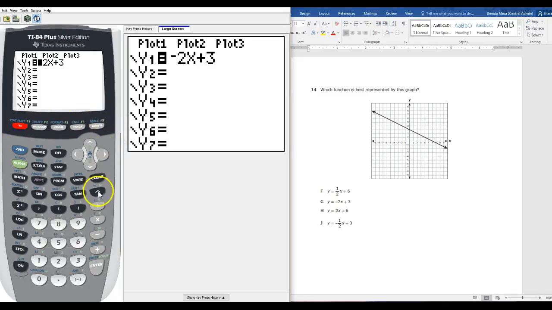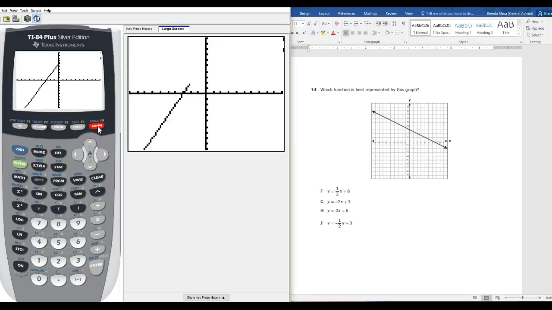Okay, I'm going to go back to y equals, press clear, and then I'm going to type in 2x plus 6. Now, we're math people and we obviously know that it's the wrong slope, but if I'm a struggling student and I think this is my answer, and I'm going to check it and press graph, oh, my answer's not correct. Okay, it goes the wrong direction.